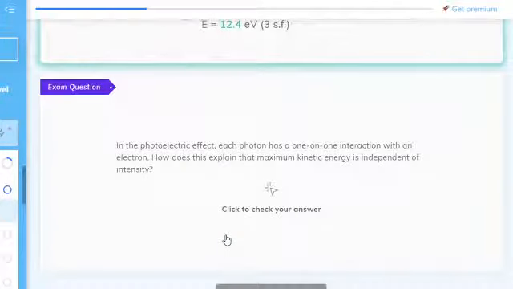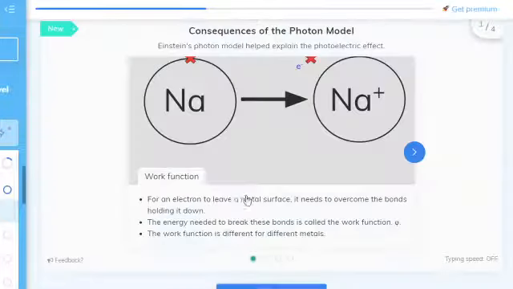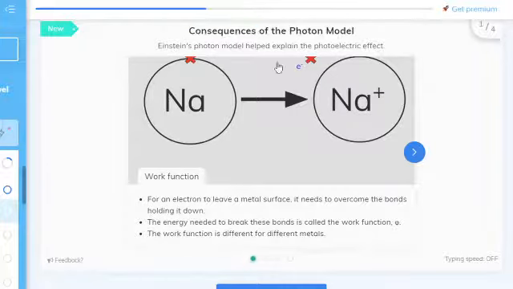In the photoelectric effect, each photon has a one-on-one interaction with an electron. How does this explain the maximum kinetic energy? It's basically because it only interacts with one electron, not all of the electrons. So it doesn't matter how many photons arrive per second. So the consequences of the photon model: Einstein's photon model helps explain the photoelectric effect.